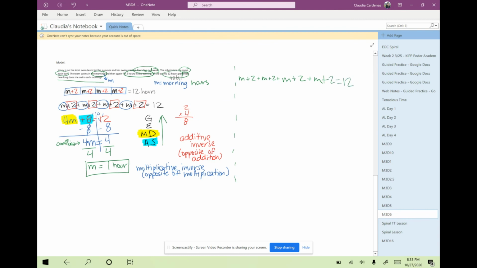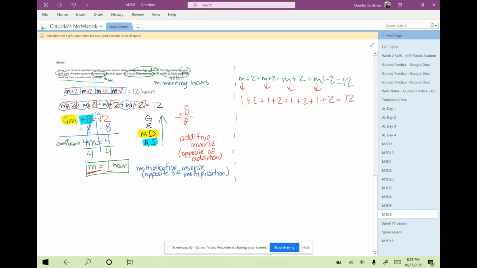And we get a total of 12 hours. Okay, well, since we're supposed to be swimming 1 hour in the morning, let's go ahead and substitute everywhere we see an M with this number 1. So I see 2, 3, 4 M's. So I'm going to write 1 plus 2 plus 1 plus 2 plus 1 plus 2 plus 1 plus 2.